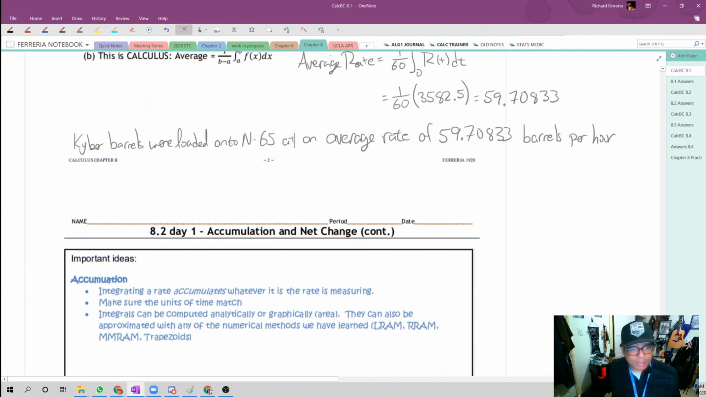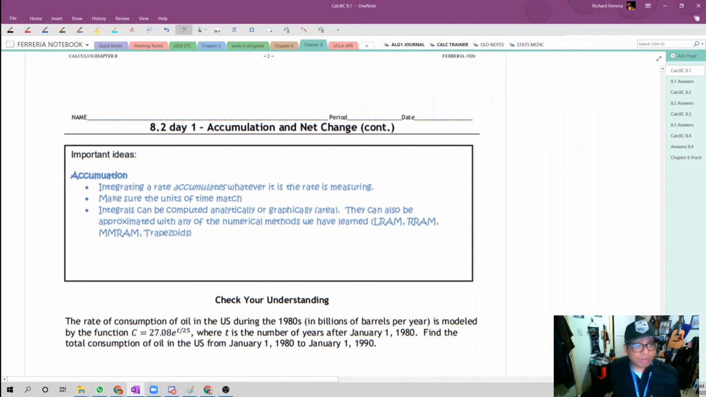Let's take a look at some important points here. So this is the idea of accumulation. So we're going to accumulate whatever the rate is measuring. You do have to make sure that the units of time match. If you are given a rate in miles per hour and you're given time limits in minutes, well, those don't actually match. So you'll either have to turn your time units into all hours or all minutes.